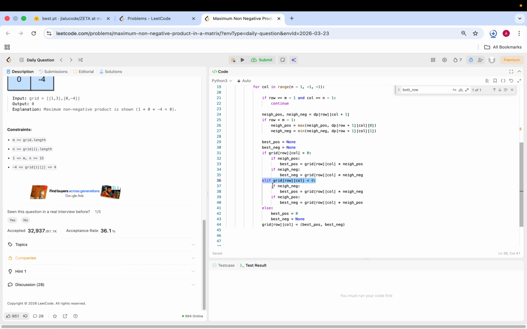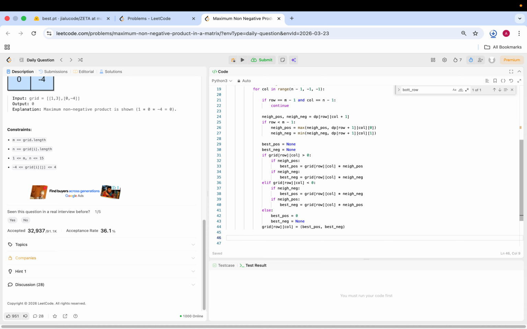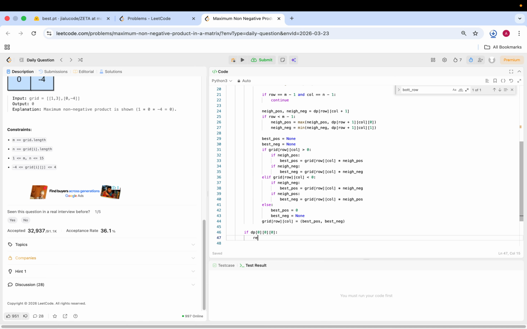Elif, this one is, if it's negative, if alpha is negative, then get the gamma value and multiply it by alpha to make the best positive, because gamma is negative, as is alpha, and alpha is negative and beta is positive to make the best negative. Otherwise, do this. I hope this works. I'm not really sure. And then basically, if dp 0, 0, 0, then return dp 0, 0, 0.